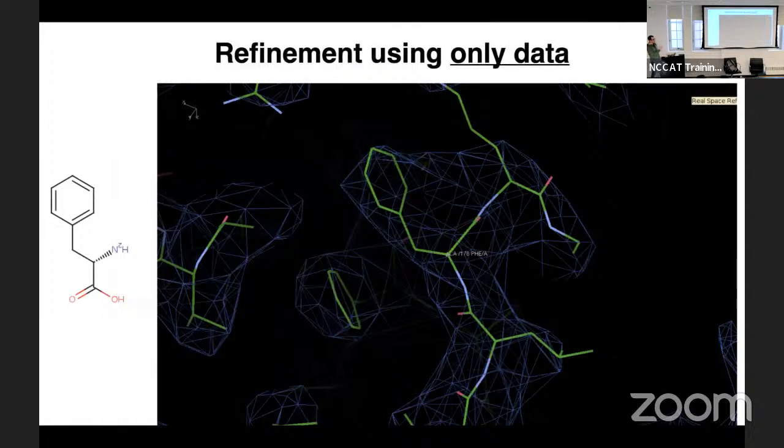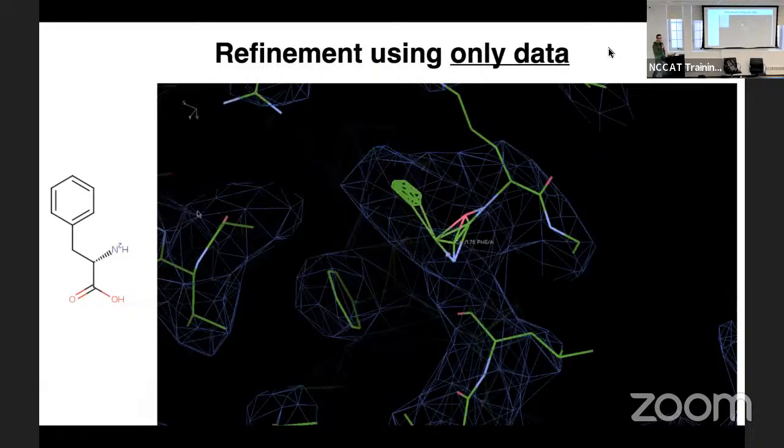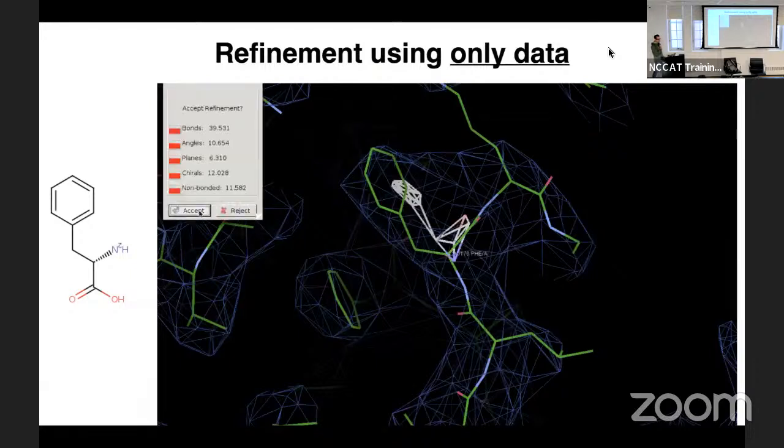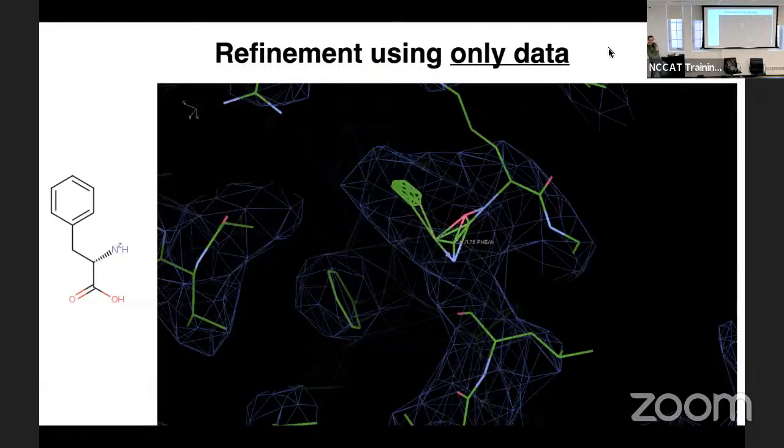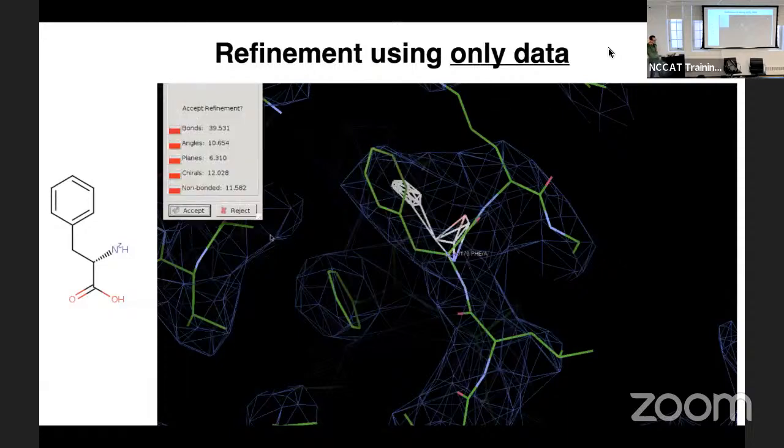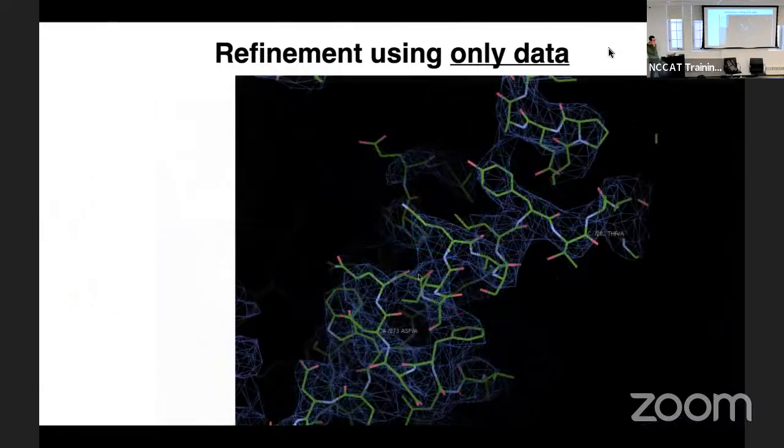Okay, and so here's what would happen if we refined our model using only the data, right? So this is just playing around in COOT, saying like, real space refine this with no restraints, just only trust the data. And so when we do this, that's what our model would look like. So COOT thinks that the best fit of these atoms to that map is this spider web sort of thing, right? So clearly the data alone is not enough to tell us where the atoms should go, and we have to bring in this other prior knowledge.